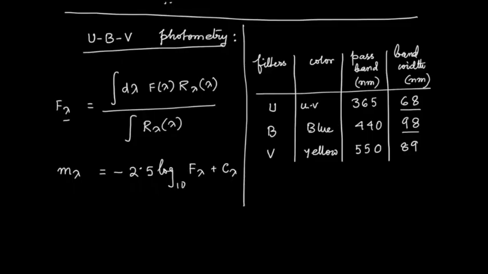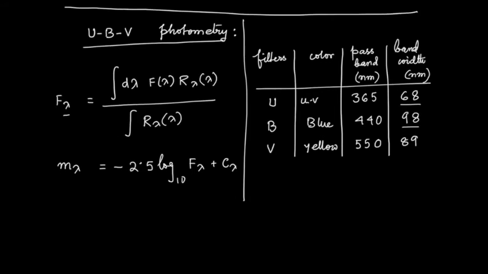Now, what we can do is the following. We can measure the total flux coming from that star. That will give me the total flux. We can measure the flux at two different wavelengths, and we know that for a given blackbody, the ratio of the flux at two different wavelengths is always constant, and that constant depends on the temperature of the blackbody. So if I measure the flux at two different wavelengths, I can get the temperature of the blackbody.